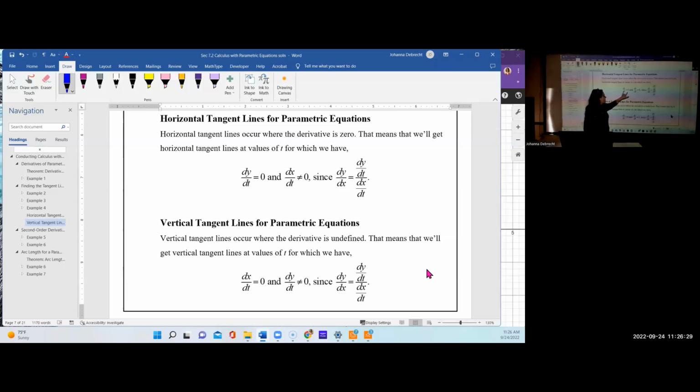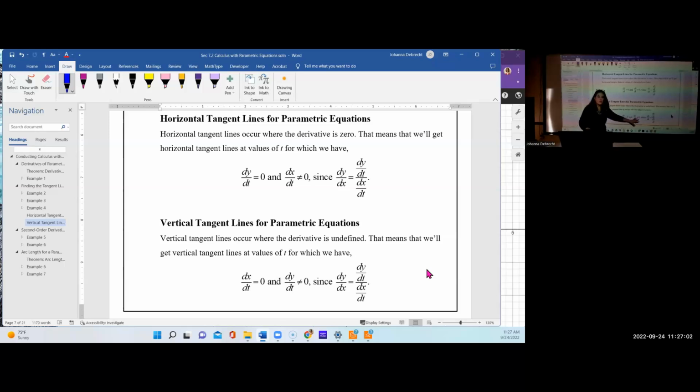So that happens when dy/dt is 0, but dx/dt is not 0. All right, what about a vertical tangent line for a parametric equation? Well, vertical tangent lines have undefined slope, and that's because the numerator is not 0, but the denominator is. So in that case, the numerator, dy/dt, the vertical change with respect to time or whatever t represents, cannot be 0. But the horizontal change must be 0.